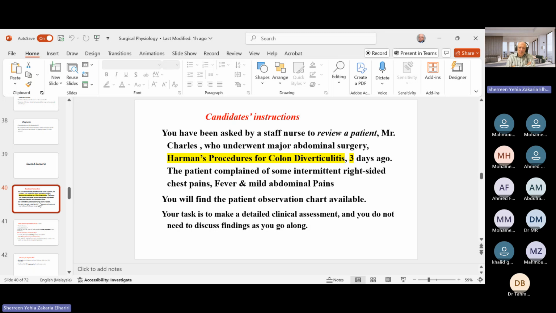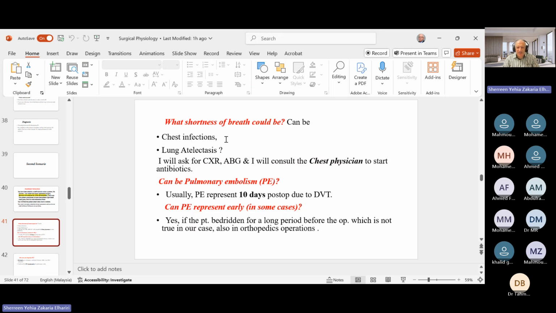Okay. From a professional point of view, what did you miss? Introducing myself to the patient. No, this is the ethical point of view. Who is the best person in your hospital to treat this patient? Pulmonologist. Okay, all right. So it is important, of course, it can be chest infection, it can be lung atelectasis. You will ask for chest X-ray and arterial blood gases. If you are given a chest X-ray in this station, it is normal. Arterial blood gases can be normal. Don't forget to consult the chest physician.